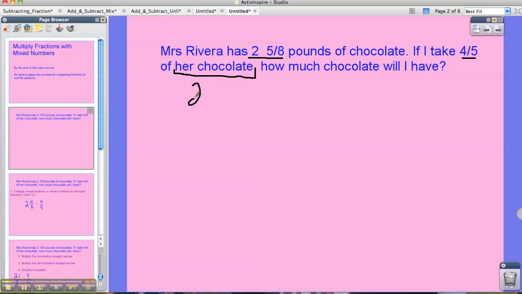So what I'm going to replace with her chocolate is I'm going to put 2 5/8 where her chocolate used to be. So I'm taking 4/5 of 2 5/8. Well, where it says of there, that means we are going to multiply. Anytime we want to take a portion of something else, we're multiplying that portion times the total. So 4/5 of 2 5/8. And most multiplication can be switched, so we could say this is 2 5/8 times 4/5 as well.